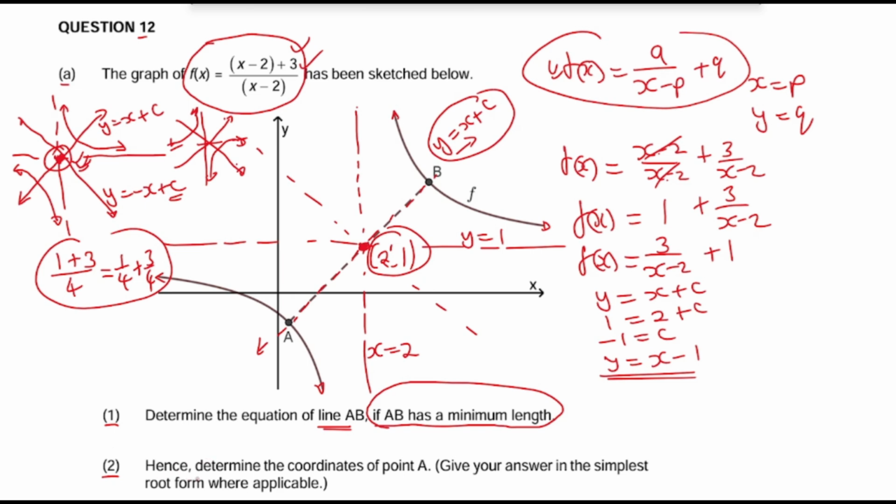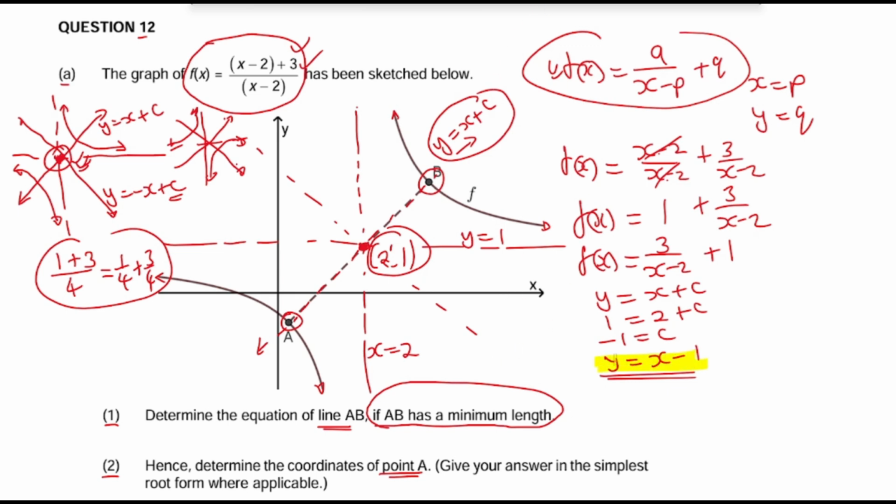12a2. Hence, it says, hence, determine the coordinates of point A. Give your answer in the simplest form. Right, let's do that. So now, point A, what is it? Point A is a point of intersection, just like point B is a point of intersection. So how do we find the coordinates of point of intersection? We have to solve the equations simultaneously.